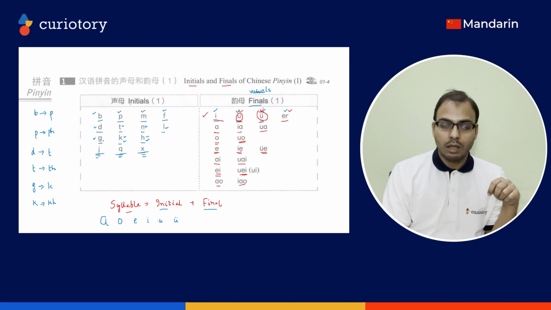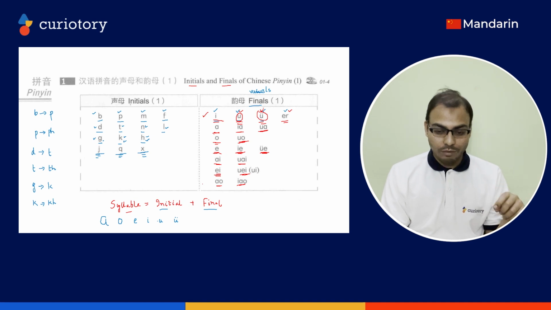the first row. E, U, ü, r, a, ya, wa, o, o, ye, we. Once again, ye, we, I, y, a, wei, ao, yao. Okay, so these were some initials and finals of the first session.